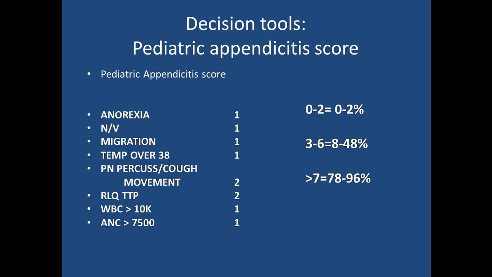So the 0 to 2% risk supposedly supports not getting imaging. That's not a replacement for your gestalt though, right? Personally, if I have a kid with well-focalized right lower quadrant tenderness, I'm pretty much going to ultrasound them at least, even if they have a score of, let's say, 1. Not necessarily, but there's a good chance I am.